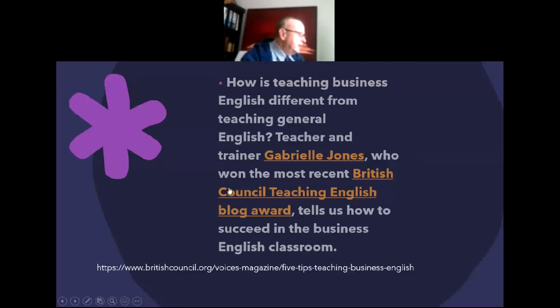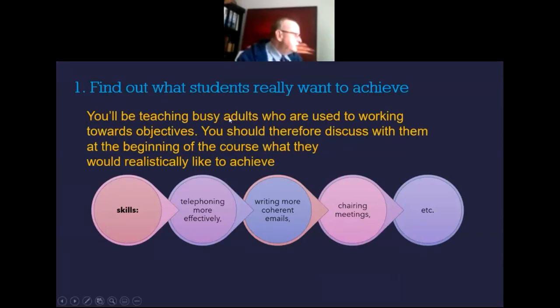So I took the information in these few slides. This is not a long PowerPoint, just a few slides. I took this from writings in the British Council Teaching English blog, writings by Gabrielle Jones, who tells us how to succeed in the business English classroom. Find out what students really want to achieve. You'll be teaching busy adults who are used to working towards objectives. You should therefore discuss with them at the beginning of the course what they would realistically like to achieve. Skills such as these items.